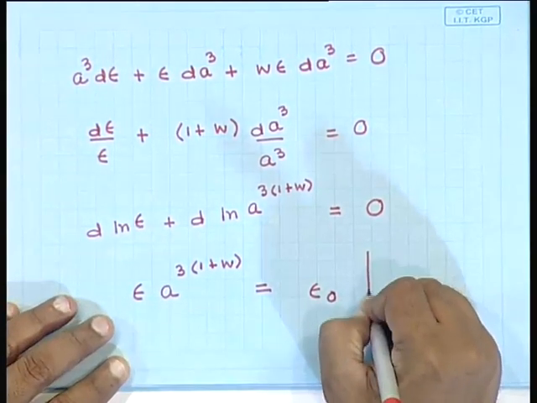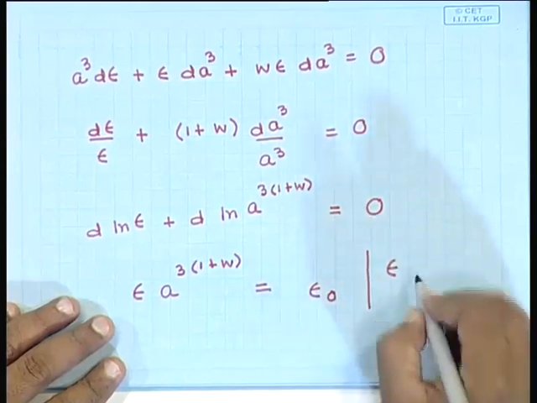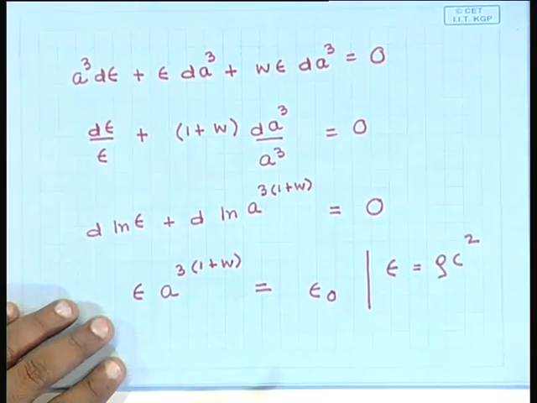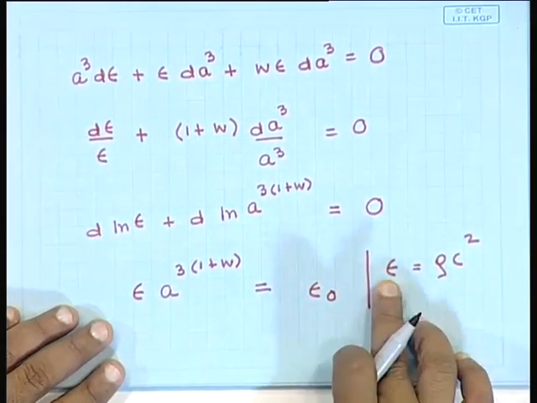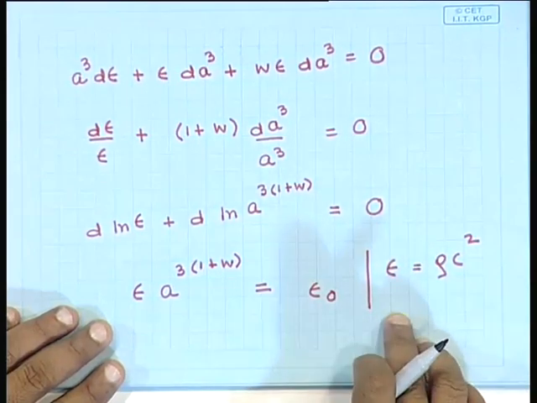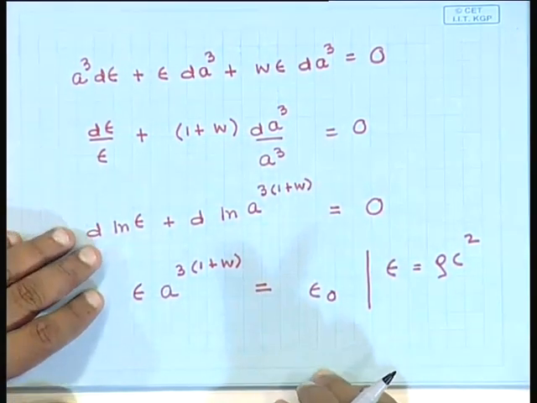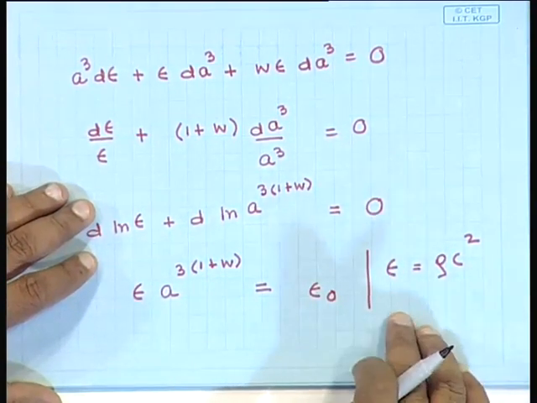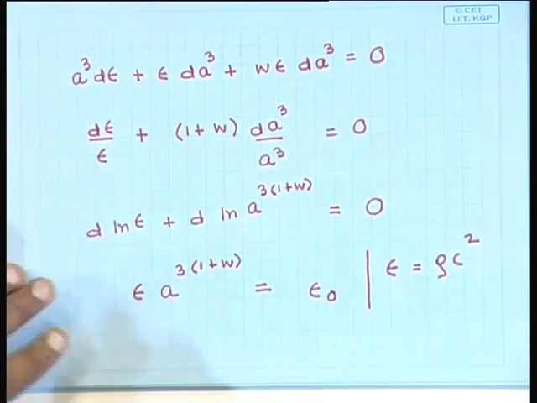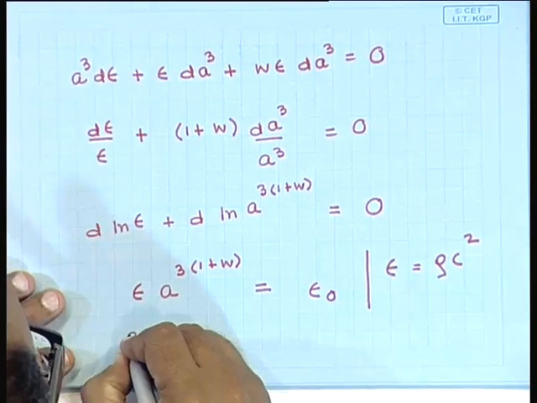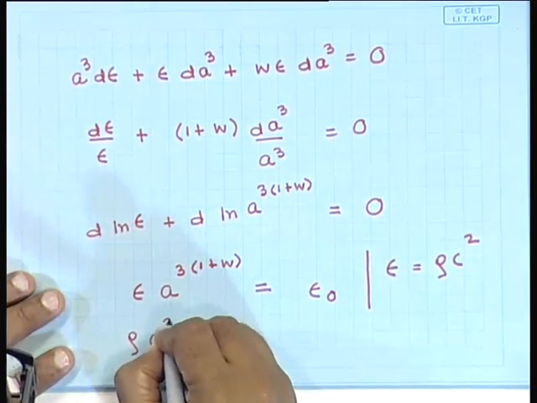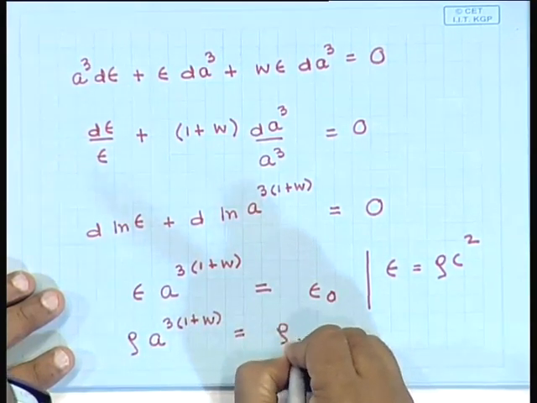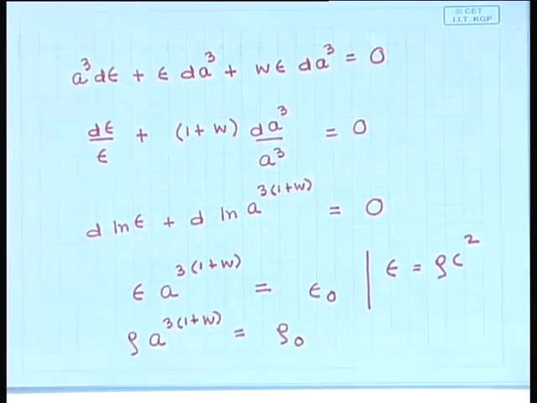Now, the energy density, it is convenient to write it as rho c square. So, remember this rho is the energy density in units of c square. If it is the usual ordinary matter at rest, then the energy density is essentially the mass density into c square. Okay. So, this also tells us equivalently that rho A to the power 3 into 1 plus W is equal to rho naught.